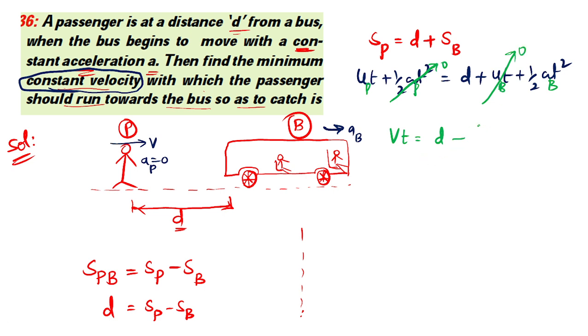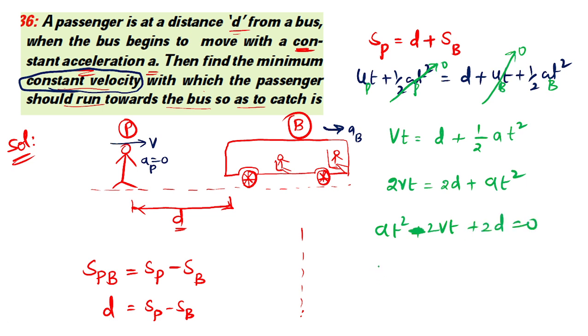Plus what is the answer here? Half into acceleration of this bus, a into t square. Can I take it like that? Yes or no? So now I'll rearrange a few points here. It will be a t square plus 2vt minus 2d is equal to 0.